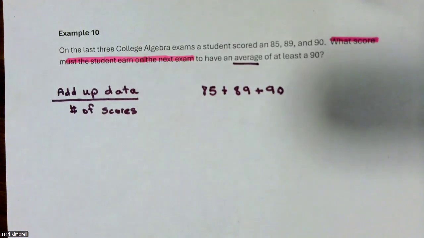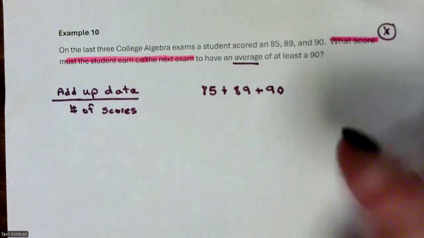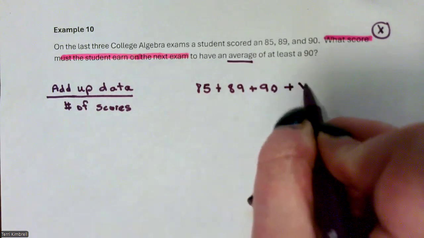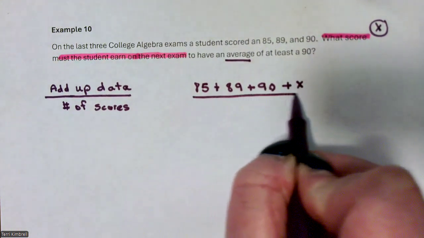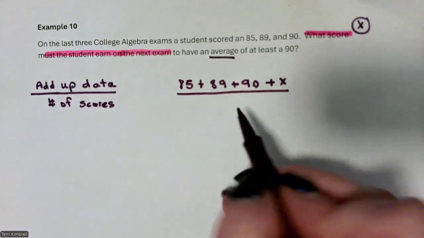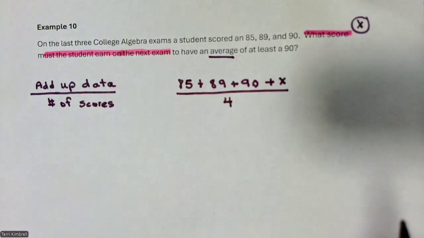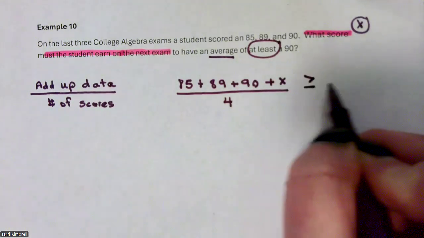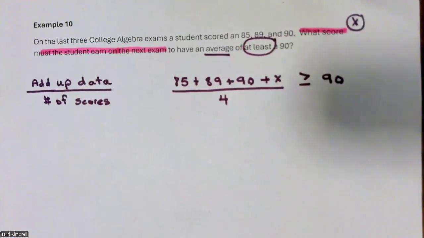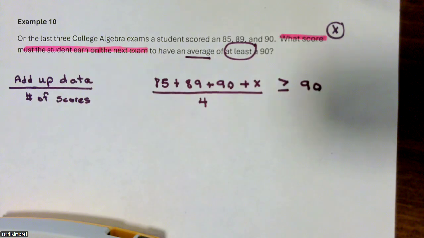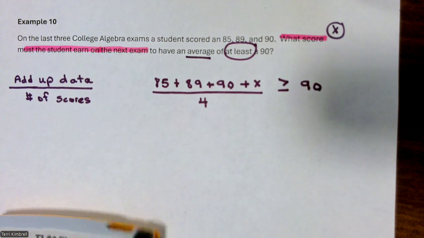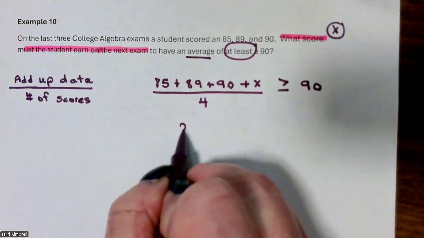Okay, so we don't know what that is. So in algebra, we let that become X because that's unknown. So that's the data we're going to have to add up. Well, the number of scores that we have here, counting the unknown, is going to be 4. Okay, at least is that key inequality word, greater than or equal to 90. Okay, so now we're going to add up the scores we do have. 85 plus 89 plus 90. That's going to give us 264.